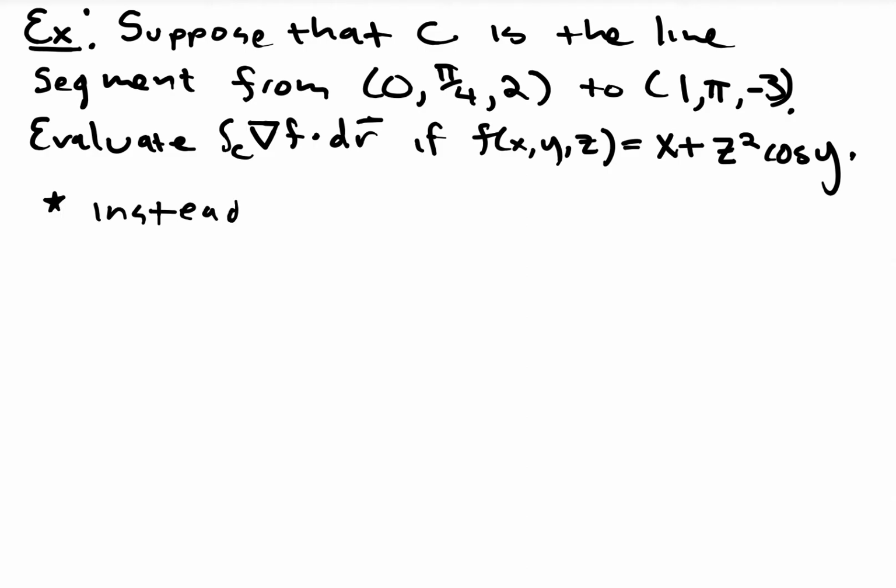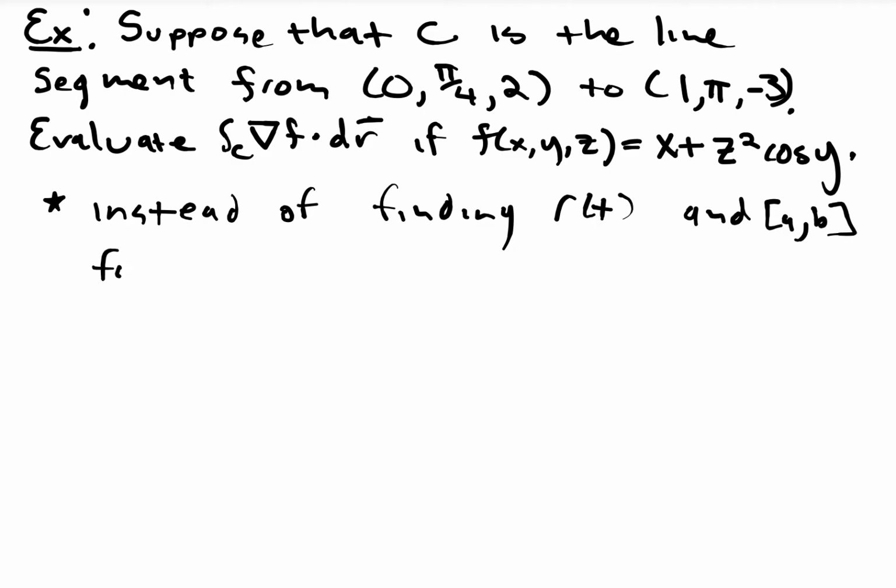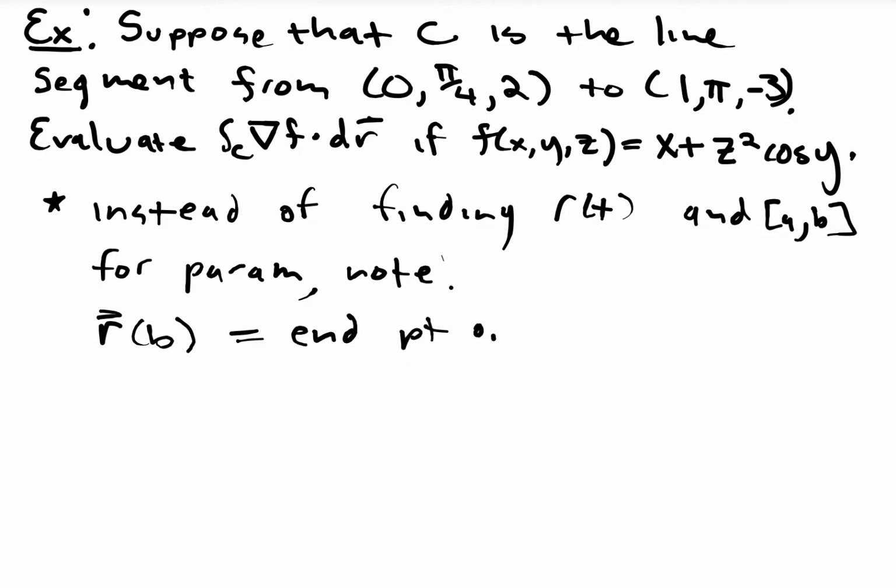Instead of finding your r(t) and your a, b for this parameterization, I'm going to note the following. If I say r(b), I really mean the endpoint of this curve. Any line segment that we would have come up with, hopefully you plug in the end portion of your interval and you get (1, pi, -3).